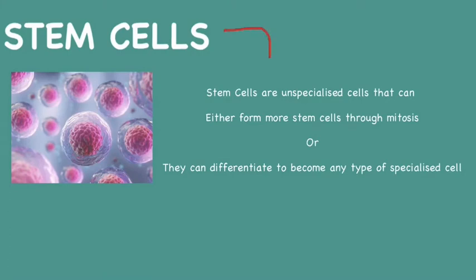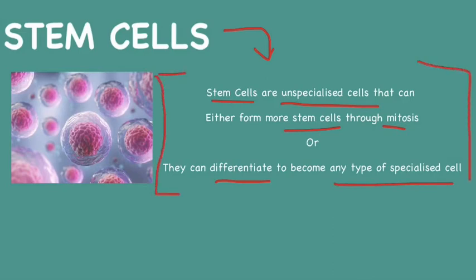Okay, and so it's from this idea of the embryonic stem cells that we can find our definition for what exactly is a stem cell. So our stem cells are unspecialized cells that can either form more stem cells through mitosis, or they could differentiate to become any type of specialized cell. So that's our main definition for what is a stem cell.